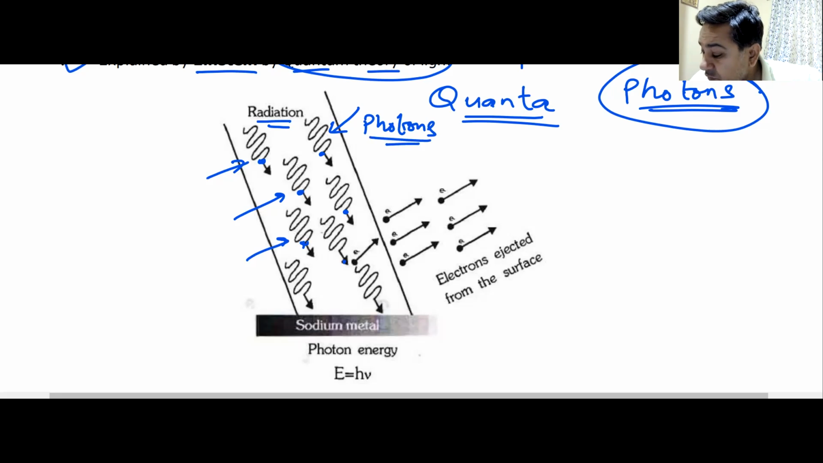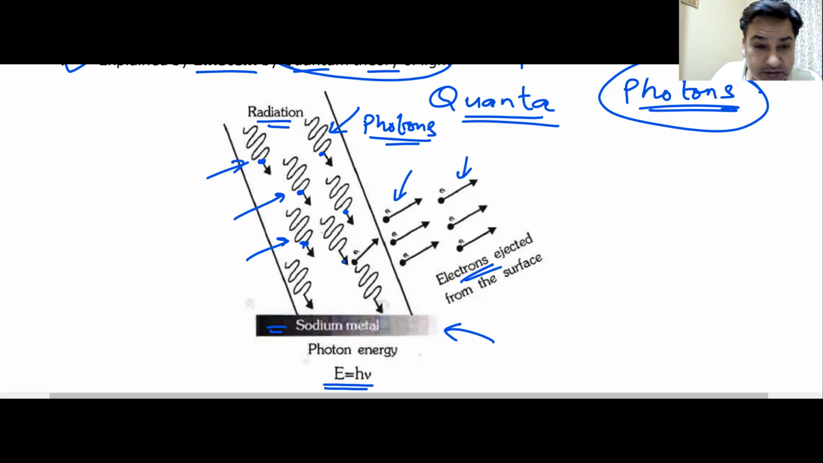Now what is happening? This is sodium metal, one of the photosensitive metals. When these photons or light fall on this metal, what is going to happen? Each photon has an energy HF. What is H? What is F? We'll understand this, don't worry. When radiation falls on this, electrons are ejected. These electrons are known as photoelectrons. The effect is known as photoelectric effect, and the current which is established is known as photoelectric current. Is it clear from this diagram? Yes, sir.